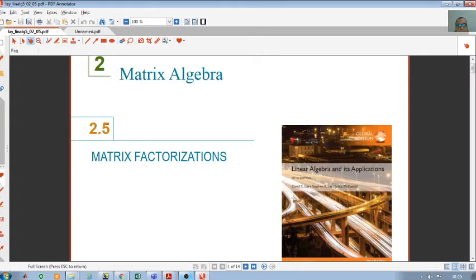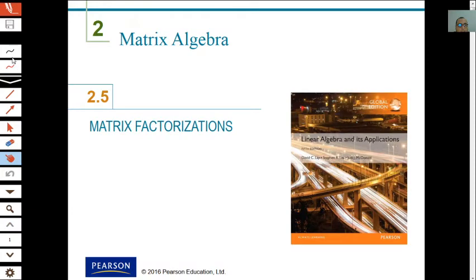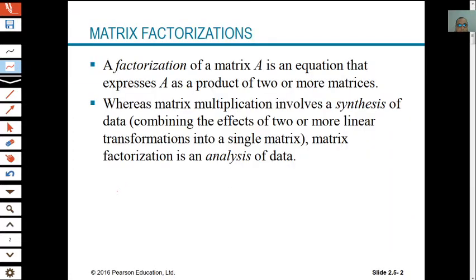Hello everyone, in this video we will cover section 2.5. In this section we will see matrix factorizations, the LU factorization.